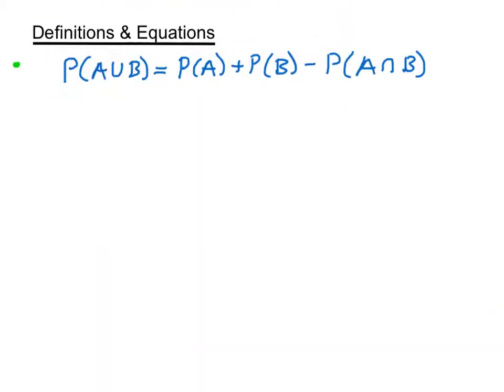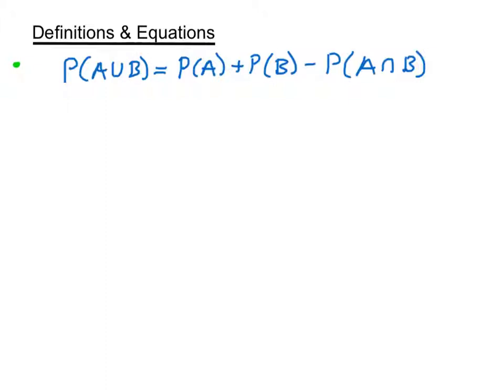Let's take a look at that equation again. So the probability of the union of A and B, or A or B occurring, is the probability of A plus the probability of B minus the probability of the intersection of A and B, or the probability of A and B occurring at the same time.